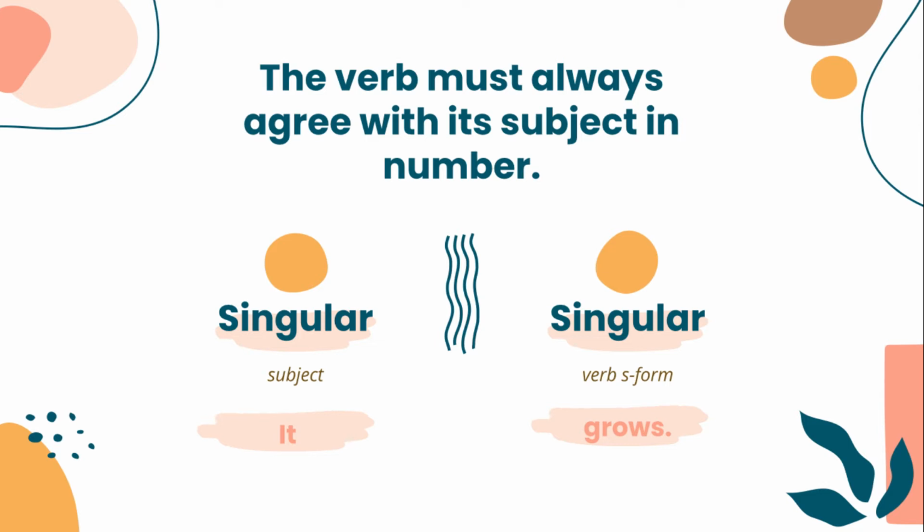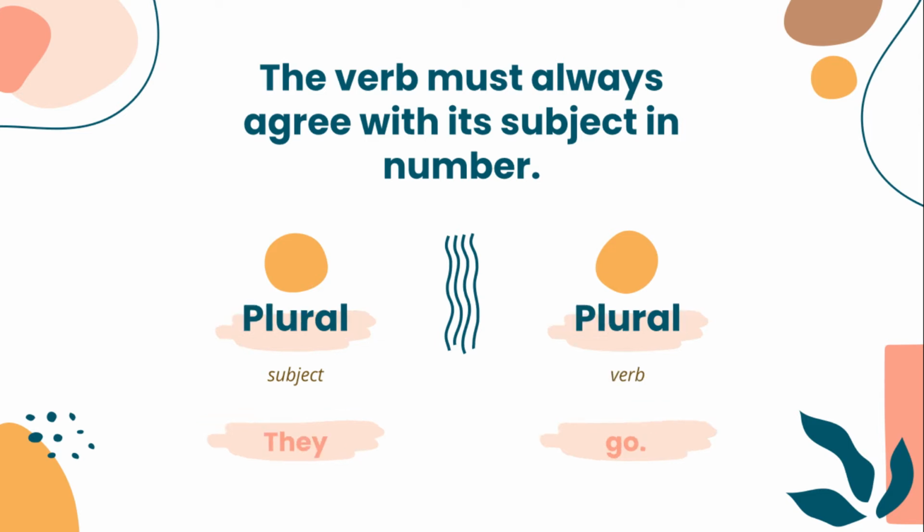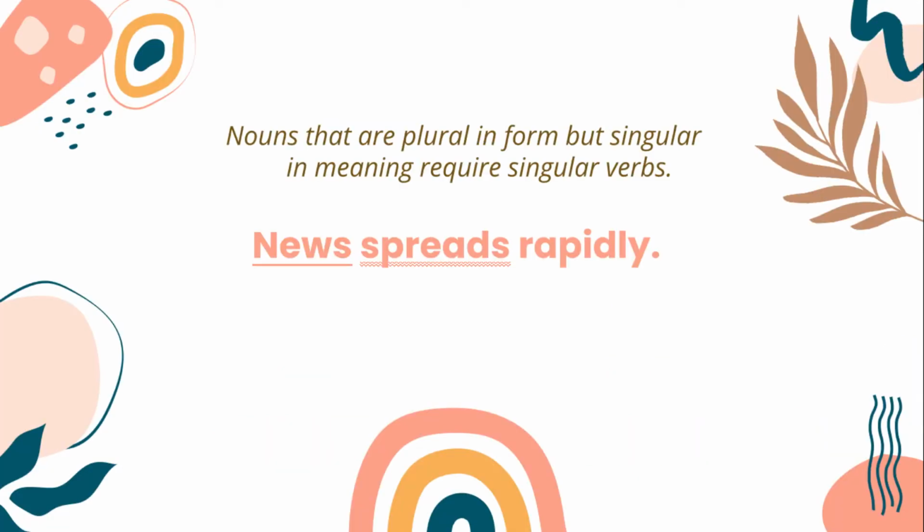For example, it grows. A plural subject requires a plural verb. Example, they go. Nouns that are plural in form but singular in meaning require singular verbs. Examples of this are nouns like mumps, measles, news, molasses, physics, mathematics, statistics, economics, and others. For example, news spreads rapidly.